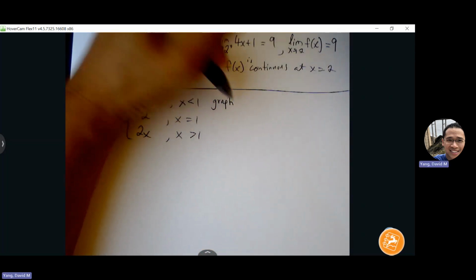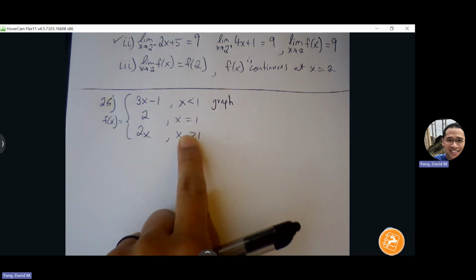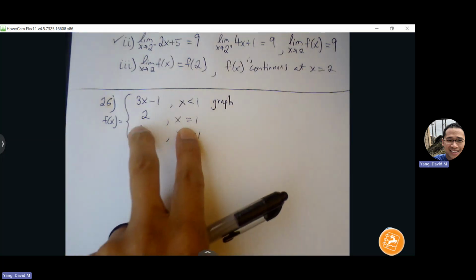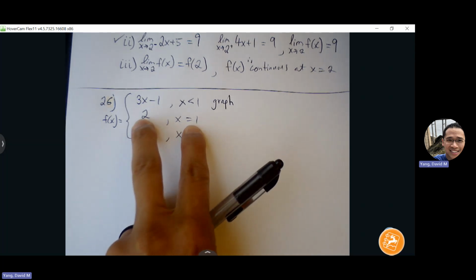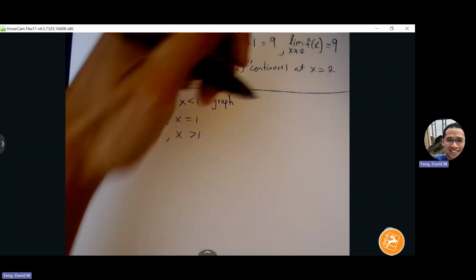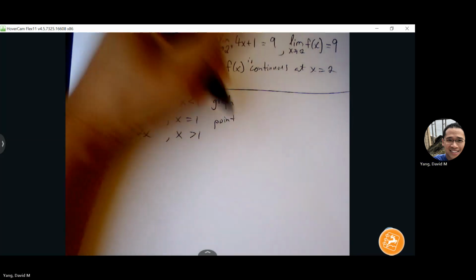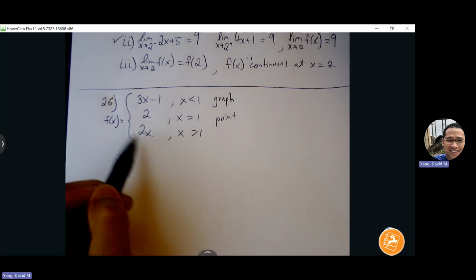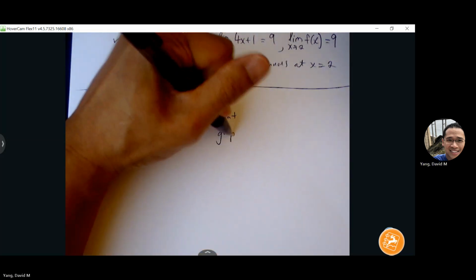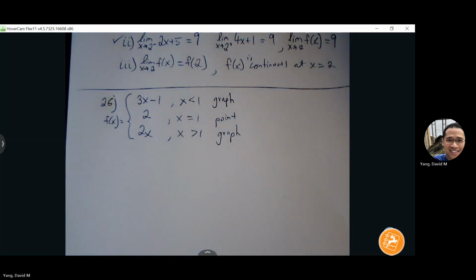Okay, so I want to just make sure that we understand what they mean here. Now, this one is only defined at x equals 1, so this is indicating just a what? It's just a point, okay? And then 2x if x is greater than 1, so anything greater than 1 is going to be contained within this 2x. This is going to be a graph. So you got a graph, a point, and a graph, and we're just wanting to know, are they all connected in a way that we can confirm continuity, and if not, what type of discontinuity?